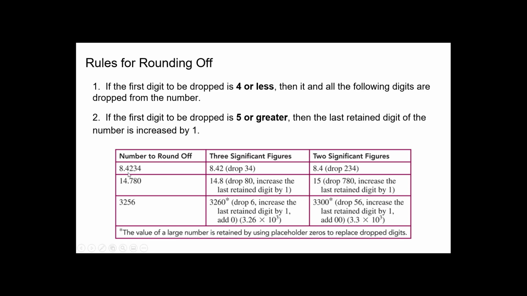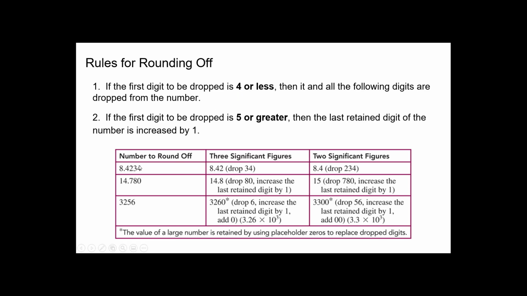Number to round off, 8.4234. If we wanted to round off to 3 sig figs, we have to figure out where: 1, 2, 3. And it's going to drop off here. The number closest to what we're going to keep, 2, is what we're going to keep, and 3 is what we're not going to keep. We need to know if we need to round up or not do anything. Since this is 3, it is 4 or less, so we do nothing and simply drop it.